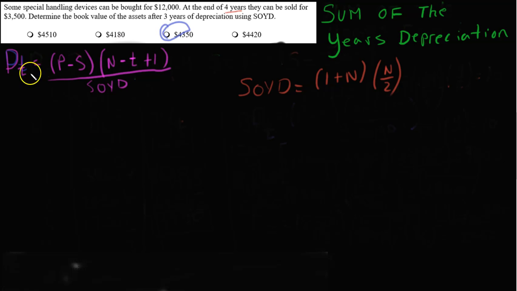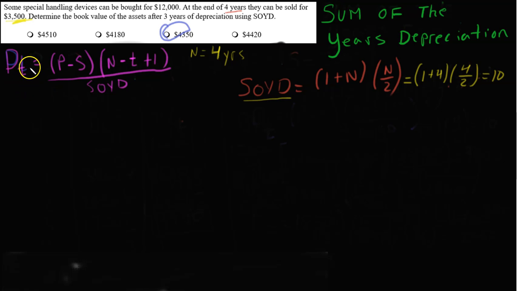So I've put out the formulas that you're going to need to solve any question like this. You need to know the actual value of the SOYD, and that's the formula (1 plus n) times n over 2. n is your lifetime of the product, so 4 years. And then I put the formula for the depreciation at a specific year, t, where P is your initial cost, S is your salvage value, in this problem $3,500, n is your lifetime, t is what year you're at, and SOYD is found from here. So in this equation, n is 4, so (1 plus 4) times 4 over 2 gives you 10.